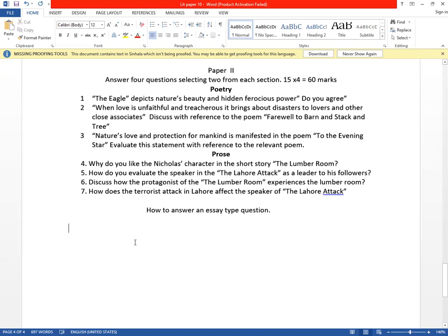Now, in writing an essay, in answering an essay type question, the first step, write it down. Okay. What is the first step? Introduction. Introduction. Write it down. Introduction to the question. This is the first step. Introduction to the question.